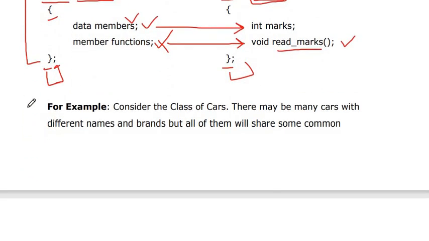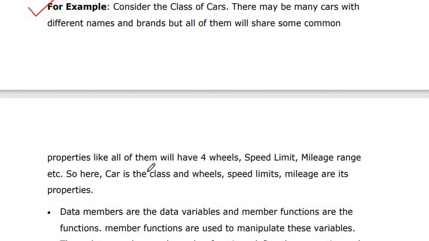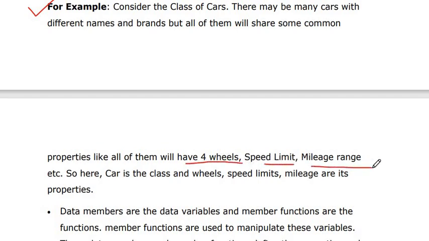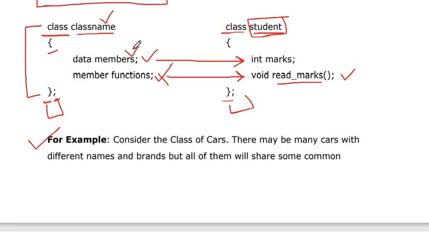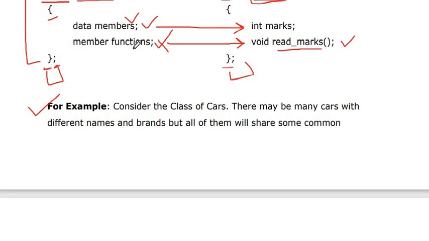Now let us see example of the class. For example, consider a class of the cars. There may be many cars with different names and different brands, but all of them will share common properties, like all of them will have four wheels, speed limit, mileage range, and etc. So here car is a class and wheels, speed limits, and mileage are its properties. In the class, the data members are called properties.